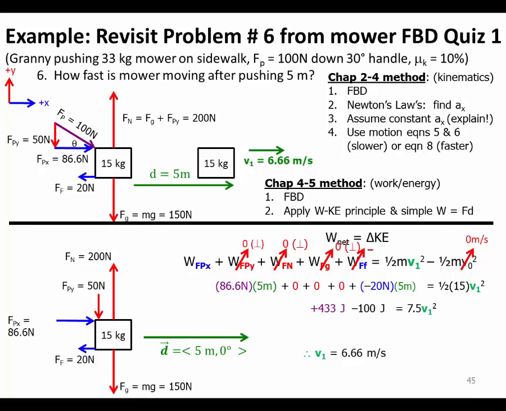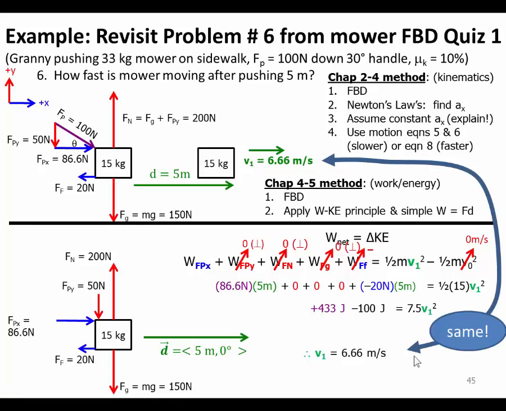When you actually work this out, subtract these two numbers, divide by 7.5, and take the square root to get v, you'll get 6.66 meters per second, and they match. So this method works. And you'll see, after you do this a few times, that arguably the method using energy tends to be a little bit quicker than the method using motion equations.